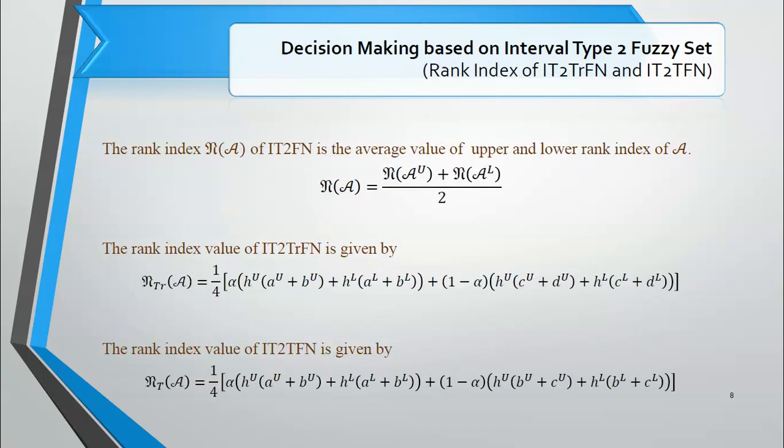Next, we find the rank index for interval valued type 2 fuzzy numbers, which is the average of the upper and lower rank indices of A, where A is the interval valued type 2 fuzzy number. Now, based on this concept, we find the rank index for interval valued type 2 triangular fuzzy numbers and interval valued type 2 trapezoidal fuzzy numbers. Here alpha represents the degree of optimism.